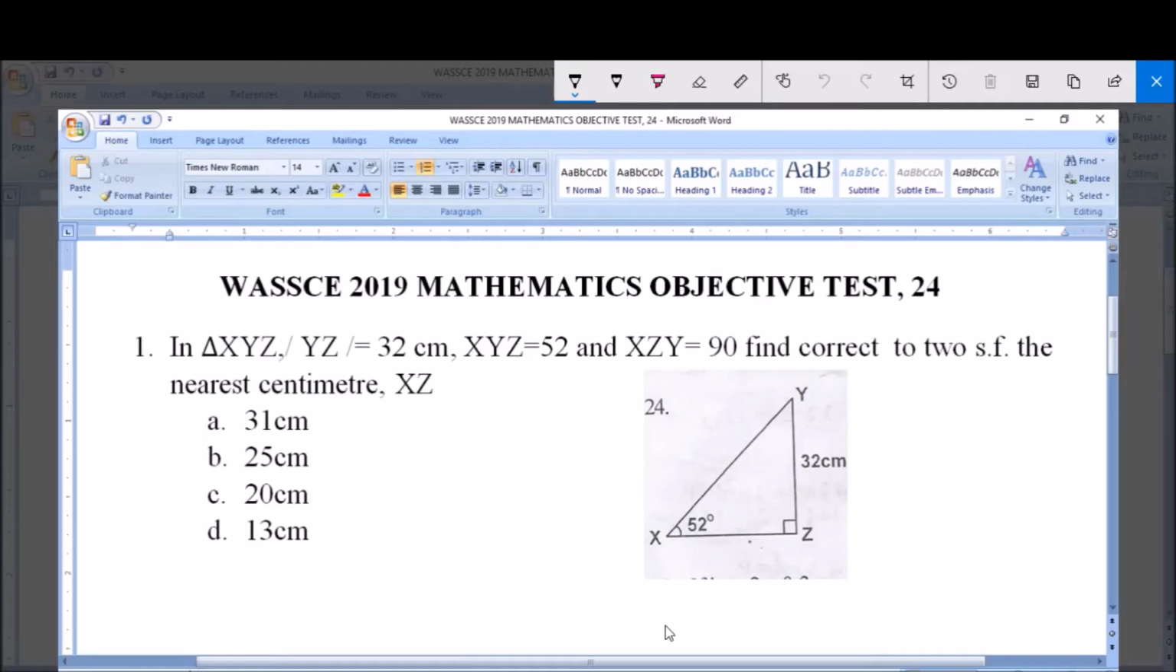Today we're dealing with WASSCE 2019 Mathematics Objective Test, question 24. In the given triangle XYZ, the line YZ is 32 centimeters, angle XYZ is 52 degrees, and angle XZY is 90 degrees. Now find, correct to two significant figures, the nearest centimeter, XZ. XZ is what you are asked to find, this line underneath it.